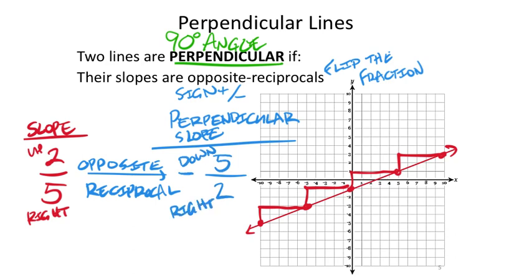Now again, it doesn't really matter where you put this. There we go, down 5 to the right 2. So I'm going to start, again, just arbitrarily somewhere. I'll start right here. So I'm going to go down 5 to the right 2, down 5 to the right 2, okay? And now I can put this line on the graph. Again, I just put that somewhere randomly.